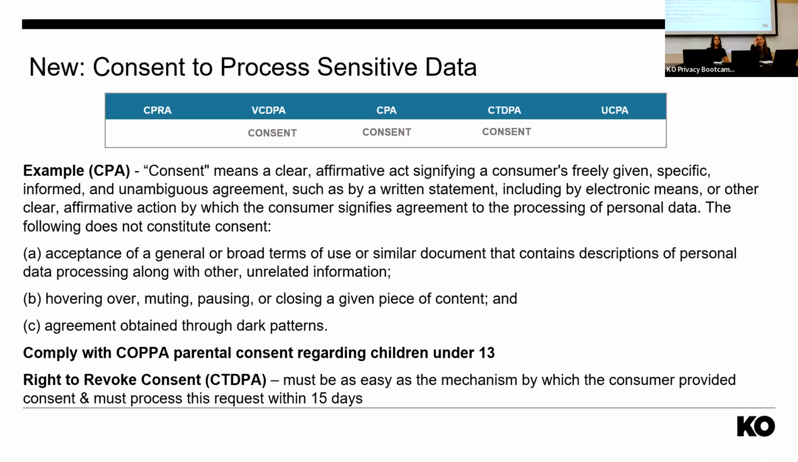It's a clear affirmative act signifying a consumer's agreement. It must be freely given, meaning they can't be coerced into providing their sensitive personal information. Must be specific, meaning I can't just consent to the collection of all of my data at once, or I can't just say, okay, I agree to the privacy policy. That's not a specific consent to the collection of my personal information. It must be informed. I need to know what I'm consenting to before I hand over my sensitive data. And an unambiguous agreement, meaning it needs to be clear that I'm actually agreeing for you to collect my sensitive data.